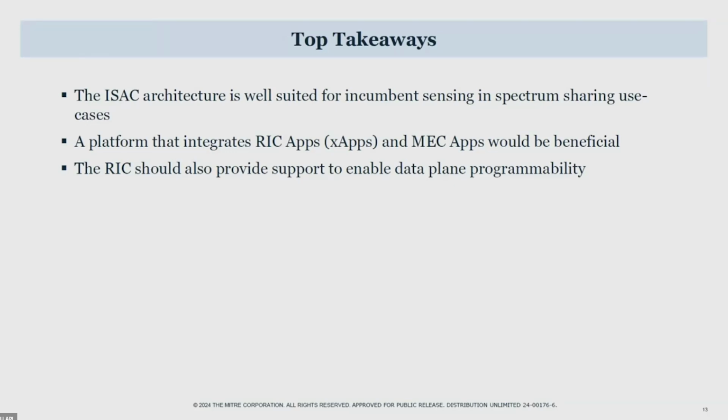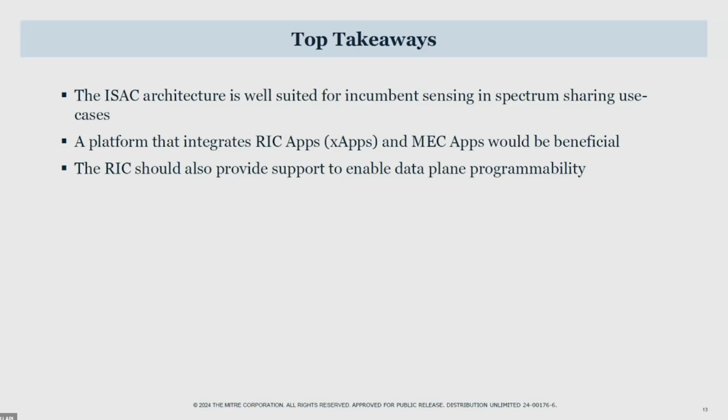Some of the key takeaways are that the ISAC architecture, which is the integrated sensing and communication architecture defined in 3GPP, which will become a key part of 6G, can be used for this incumbent sensing, and it's going to be very powerful, which would eliminate the need for having an external ESC kind of capability.